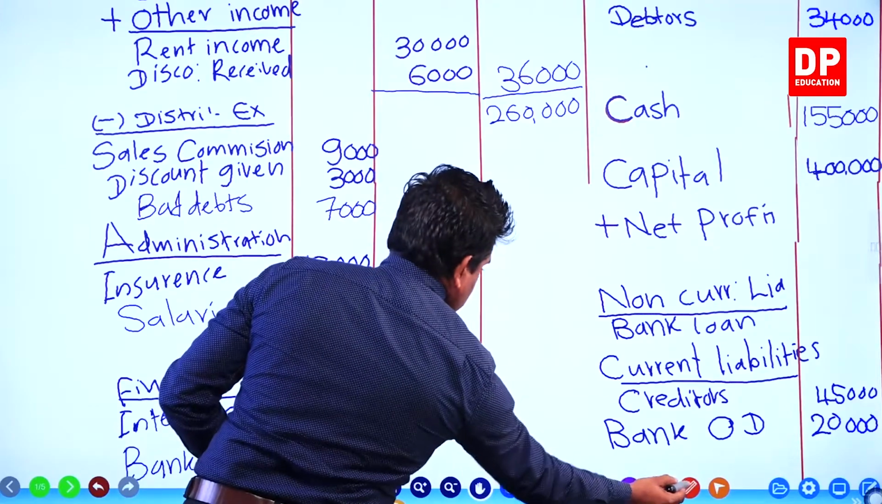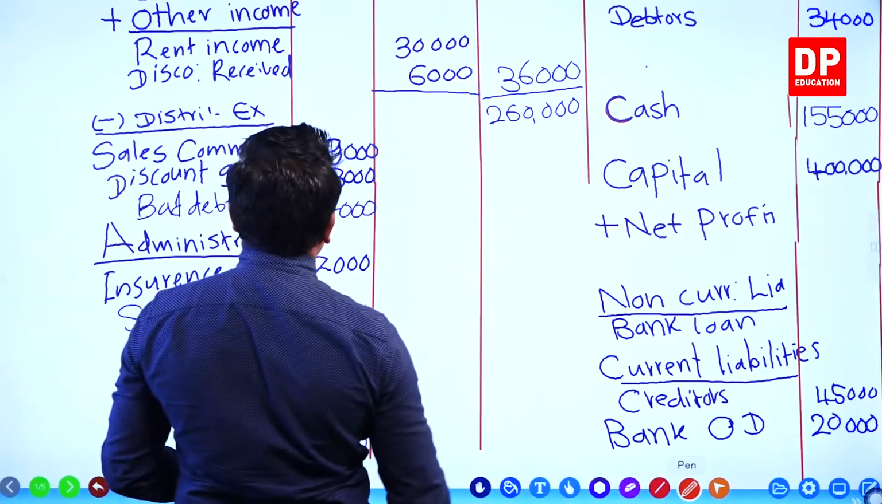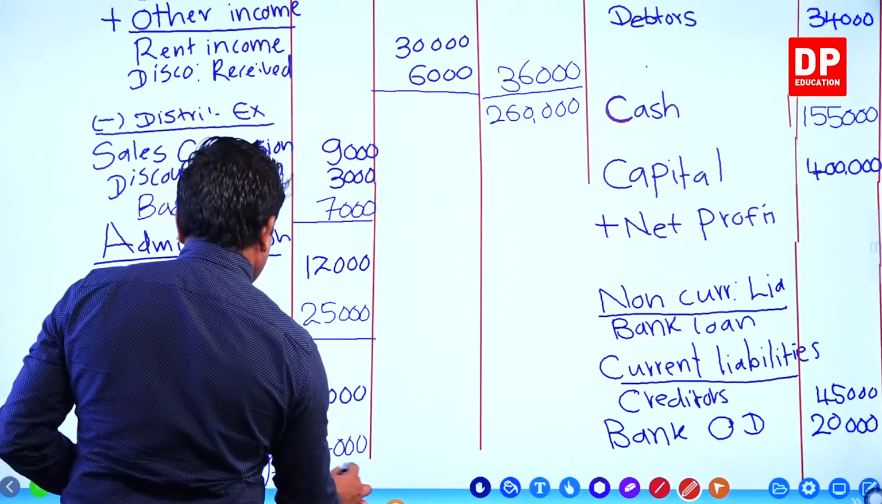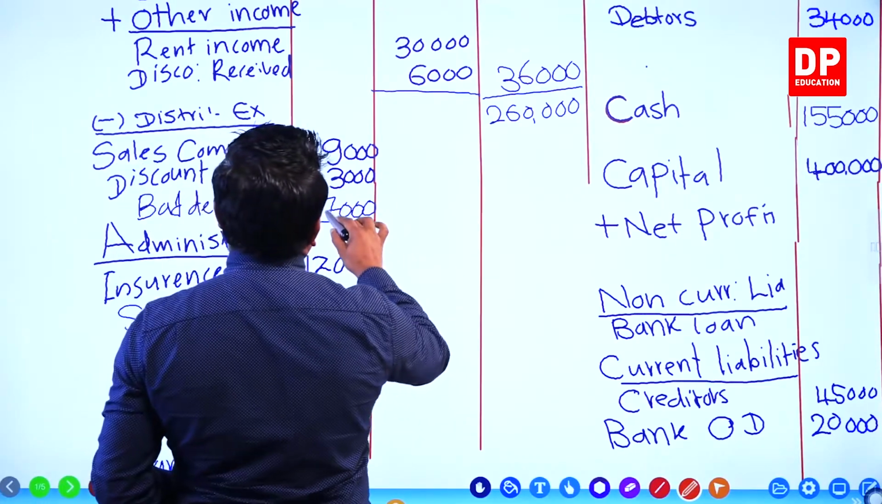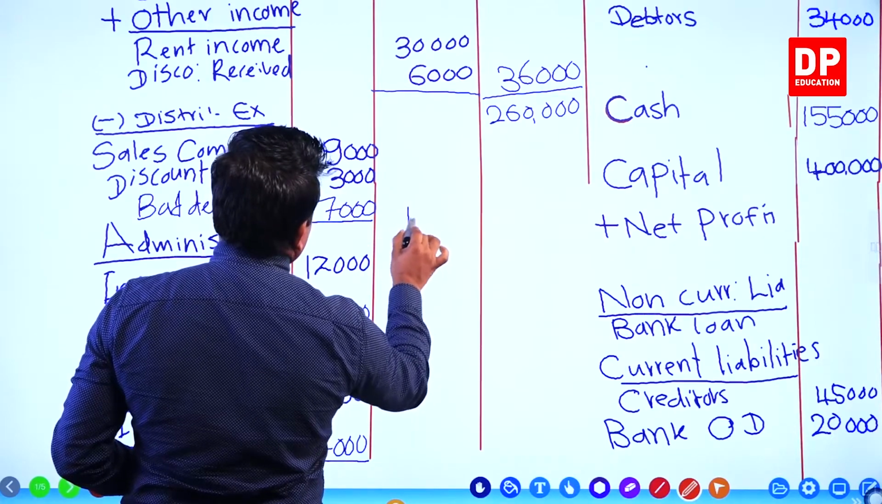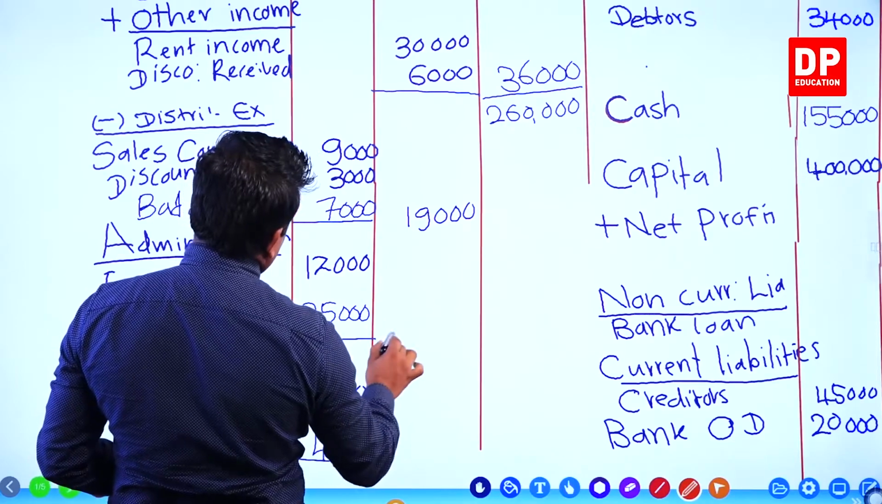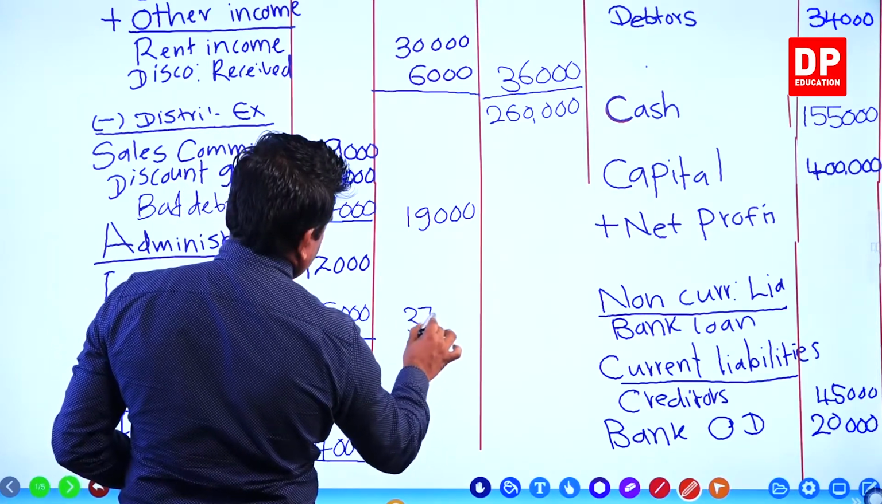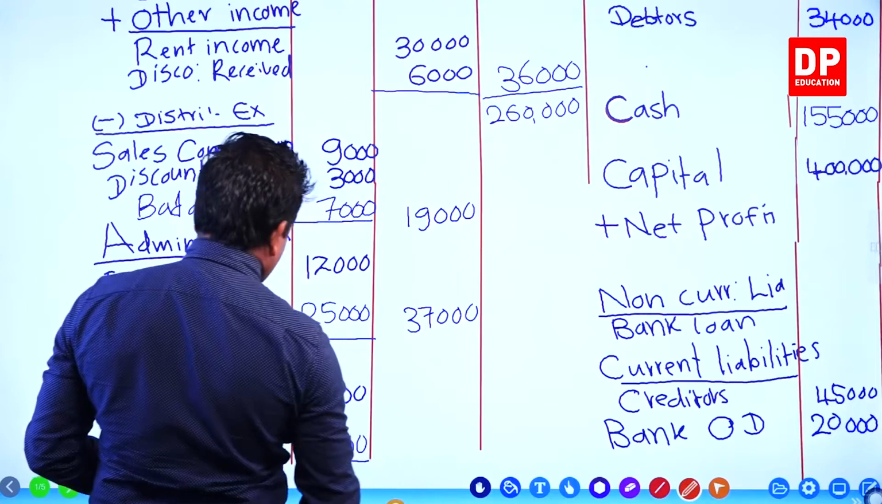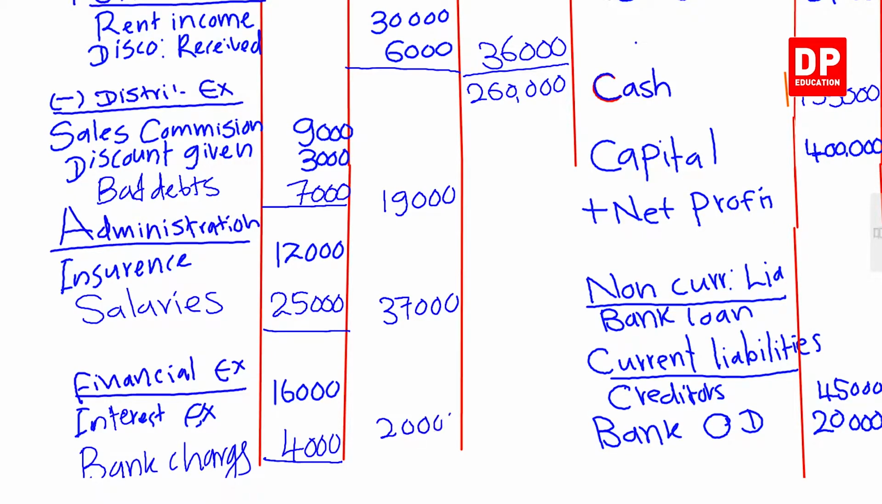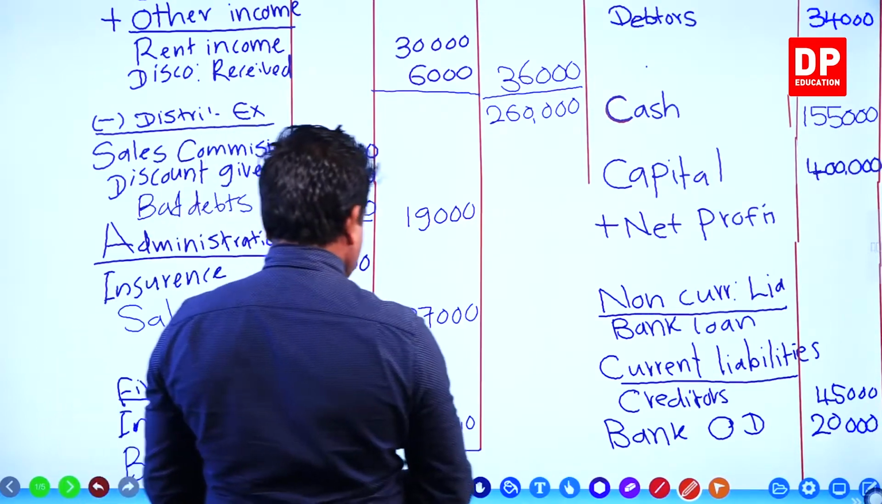These are the expenses. You want to get the total of the expenses in each column, right? Here draw a line, here draw a line, here draw a line. Get the total. Here 19,000. It is the total of distribution expenses. Here 37,000. Everyone should do it with me, right? Then 20,000. Then you get the total of these, and it brings to the next column.